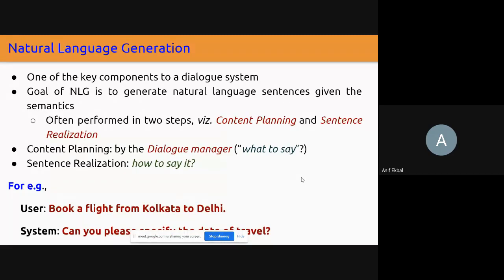language generation. For example, if the user says book a flight from Kolkata to Delhi, the system will say, can you please specify the date of the travel? Then you say, okay, the travel date is, let's say, 5th October 2020. Then the bot will give you a lot of options. So this is how the communication happens between a bot and a user.